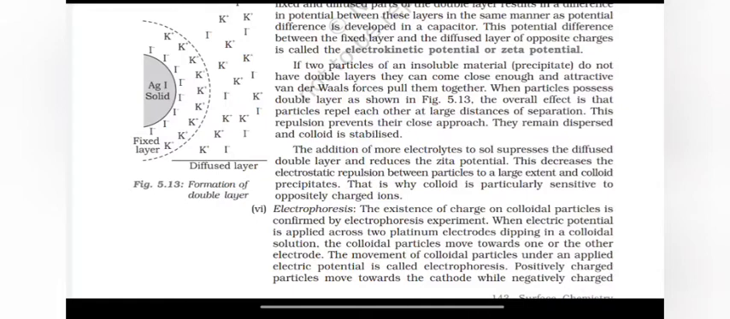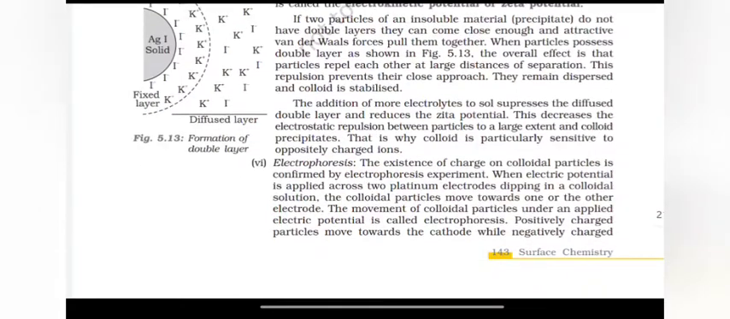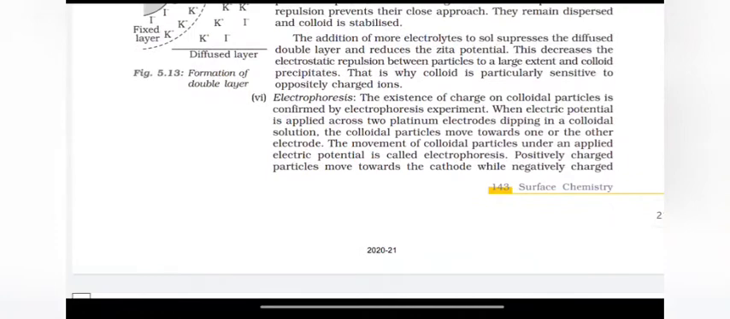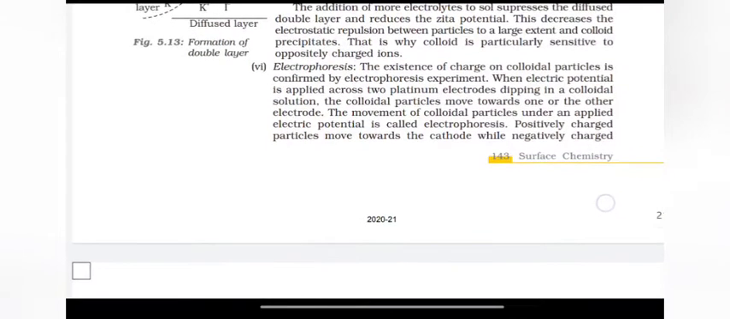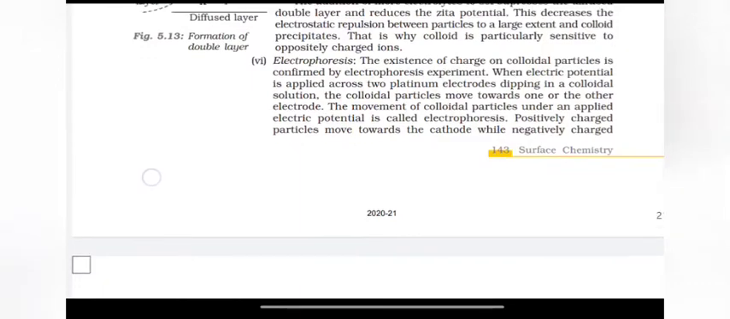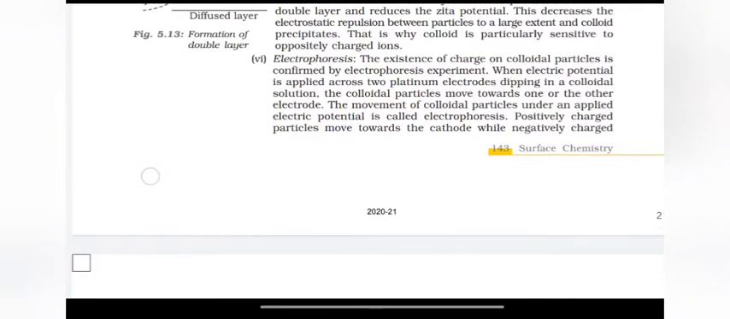When particles possess a double layer, the overall effect is that particles repel each other at large distances of separation. This repulsion prevents their close approach. They remain dispersed and the colloid is stabilized. The addition of more electrolyte to the sol suppresses the diffuse double layer and reduces zeta potential. This decreases the electrostatic repulsion between particles to a large extent and the colloid precipitates. That is why a colloid is particularly sensitive to oppositely charged ions.